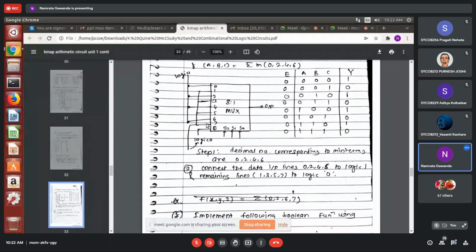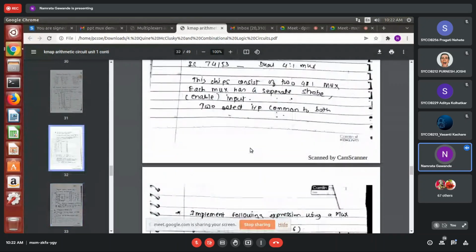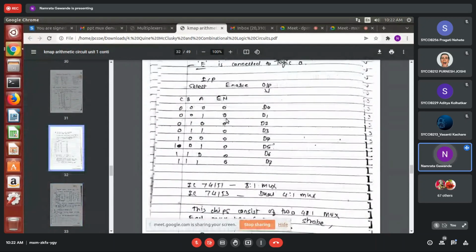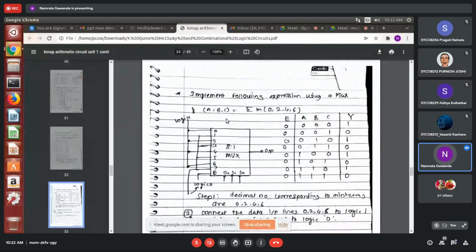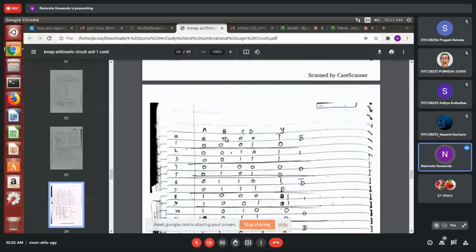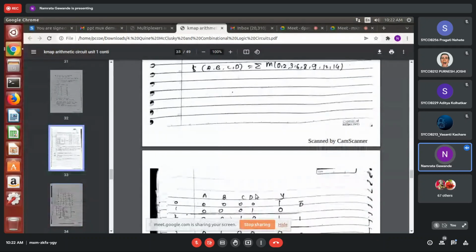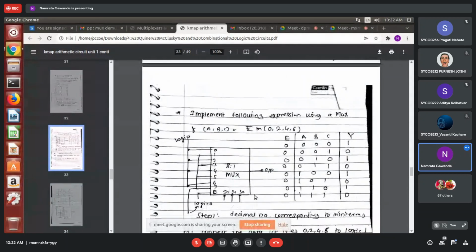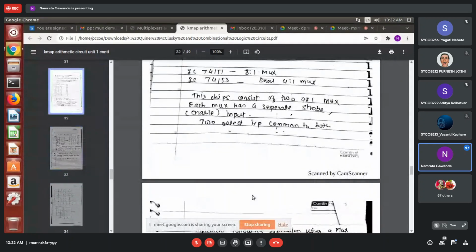Yes, ma'am. Understood? See, students, you just go through this concept. This is given over here. Tomorrow also I will continue with this part, where other examples are also given. So you will understand this. Fine. You have to read.